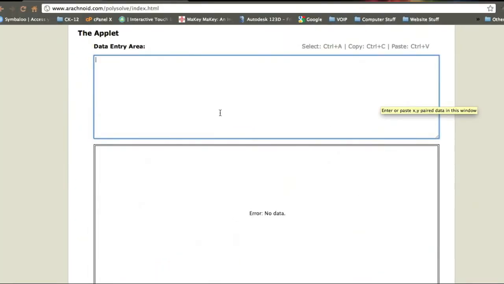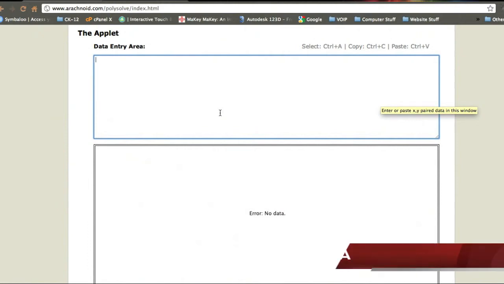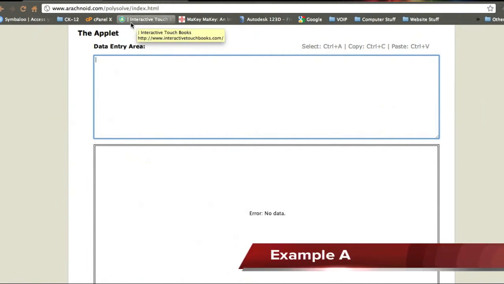Okay, I know my screen's going to look a little different for this lesson, but I wanted to show you some things on an online web page since I don't have a calculator available and some of you may not either. I went to arachnoid.com/polysolve/index.html, and this is a quadratic function, quadratic regression calculator.